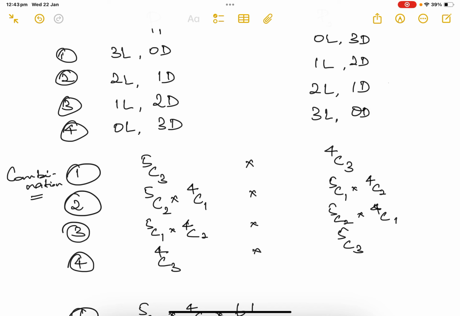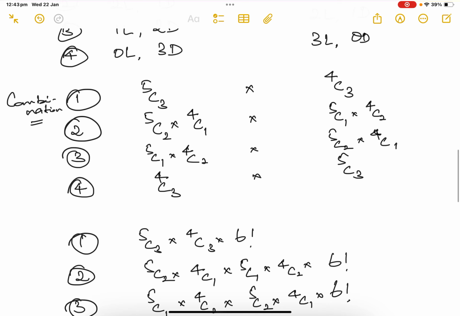And then again, we are taking 3 digits out of 4 digits. Therefore, the combination of that is 4C3. So for the first one, the letter combination is 5C3, and the digit combination of P2 is 4C3.